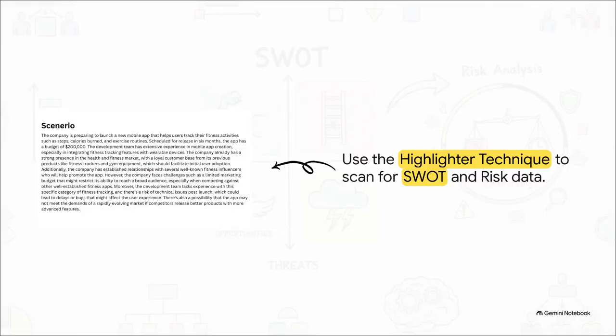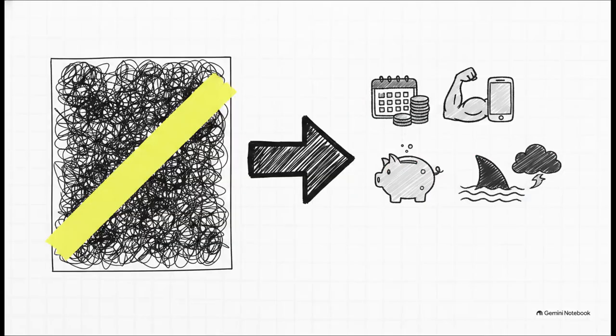Imagine the giant block of text you might face on test day. It describes a company launching a new mobile fitness app. They've got budgets, timelines, team backgrounds, market conditions, influencers. Honestly, it goes on and on. Take a breath. Do not panic. You do not need to memorize the story. You just need to act like a data miner. You're simply scanning that text, specifically looking for those SWOT and risk categories we talked about. Boom.